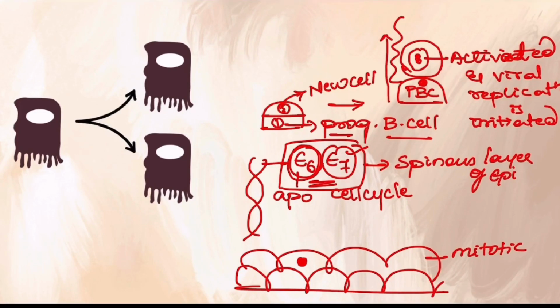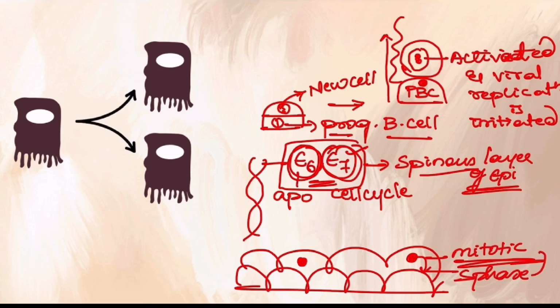And E7 protein is responsible for the initiation of the cell cycle in the spinous layer. Usually, the spinous layer will not show any mitotic activity. But because of this E7 protein, the nucleus is again re-entering into the S phase. And it undergoes mitotic division, thereby this layer is increased. So, proliferation of the spinous layer is seen in squamous papilloma because of this activity.